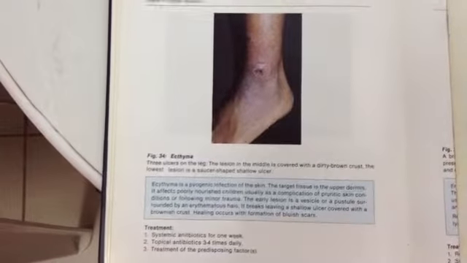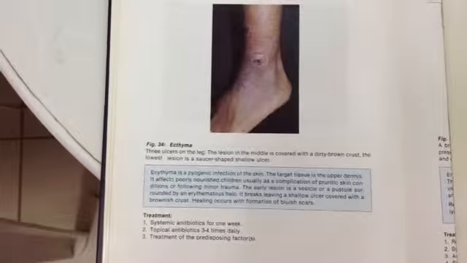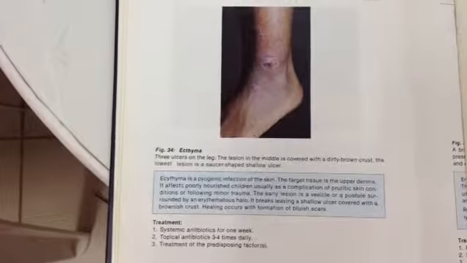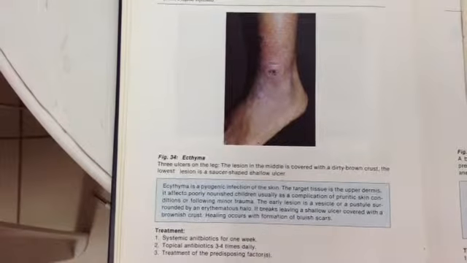Streptococcal intertrigo is a longitudinal painful fissure with red, moist, and even crusted skin around. The sites are under the breast, groin, and behind the ears. It is differentiated from other causes in the inguinal regions, and we can see the intertrigo here. There is also a note on ecthyma here. We can see ulcers of the leg covered with dirty brown crust, and a saucer-shaped shallow ulcer in the upper dermis. The treatment is systemic antibiotics and local antibiotics.